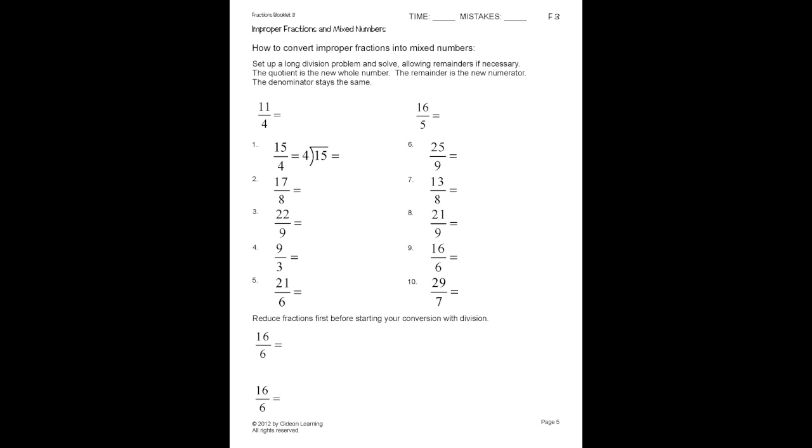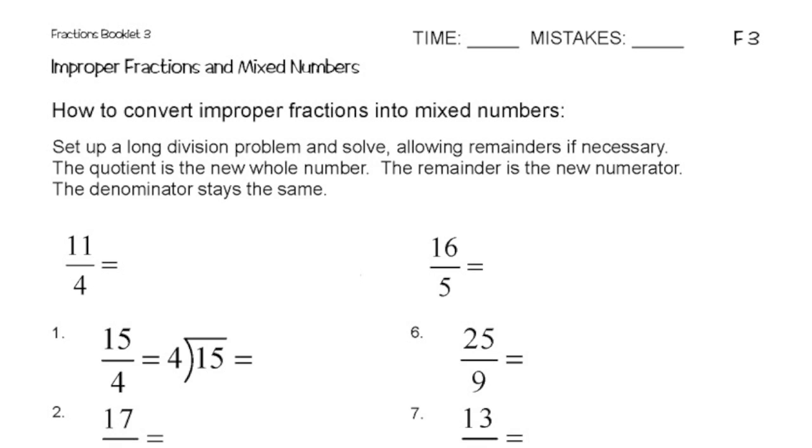Moving on to page number 5, we're going to show you now how to go the opposite way, how to convert improper fractions into mixed numbers. So starting with 11/4, the way you treat this is you treat it like a long division problem. So set up a long division problem and solve, allowing for remainders. No decimals here, it's all remainders. Your quotient is going to be your new whole number, the remainder is going to be the new numerator, and the denominator is going to stay the same.